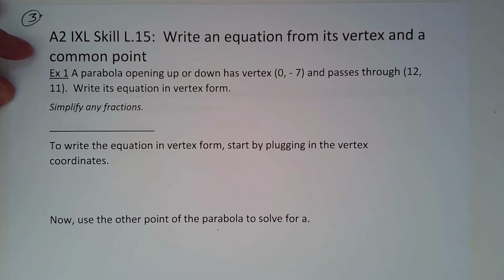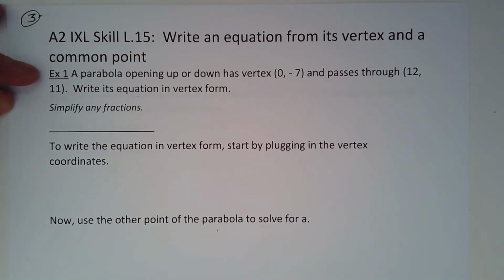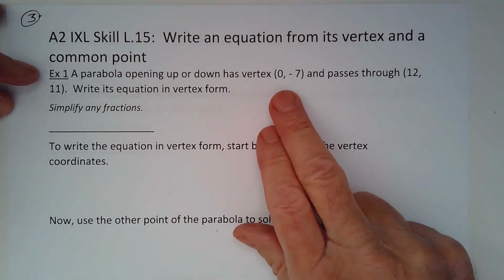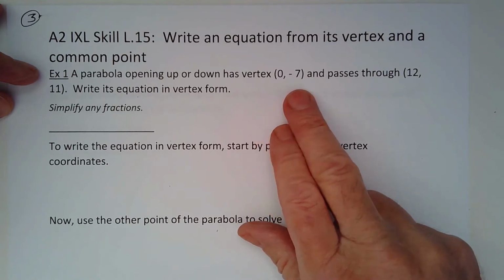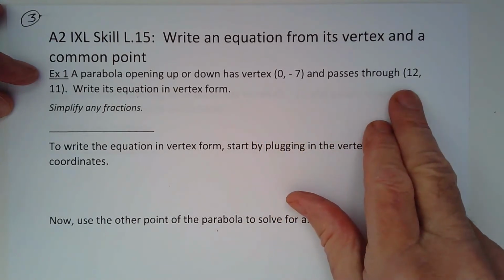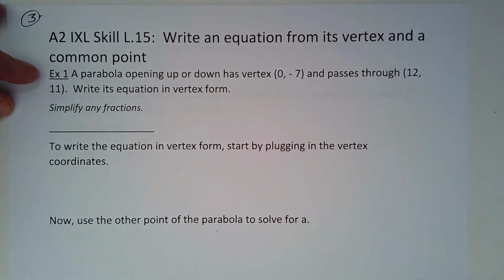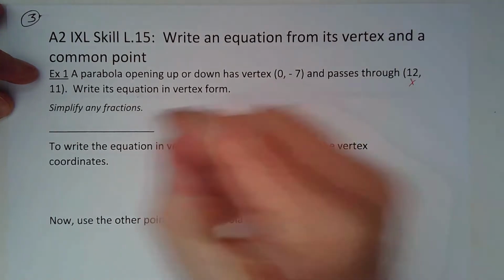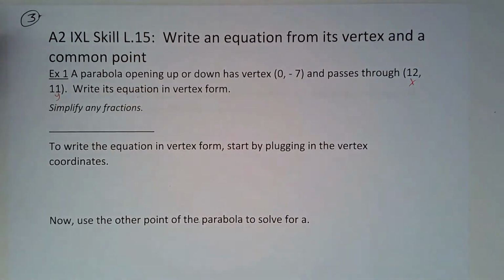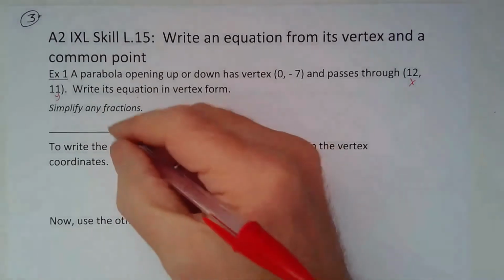The first example we have is example 1, and it says a parabola opening up or down, so we don't know what it is yet, has a vertex of (0, -7), and passes through a point whose x and y coordinates are x is 12 and y is 11. We want to write that equation in vertex form, and you'll notice that we also want you to simplify any fractions involved. So this is the spot for your answer.